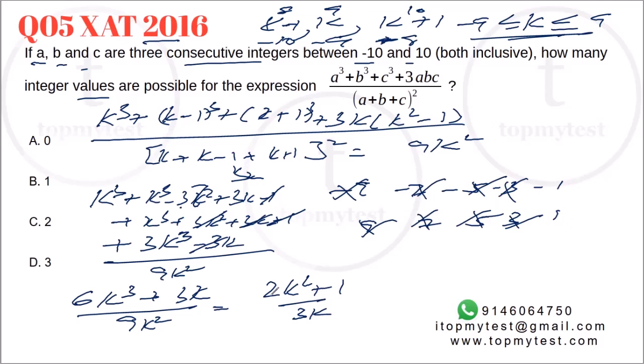If you put minus 1 here, you'll get 2 plus 1 will be 3. 3 divided by minus 3 will be minus 1, integer. If you put k is equal to 1 here, it will be 3 divided by 3, which will be equal to 1. Again, integer. So only minus 1 and 1 satisfy. Option C will be your correct choice.